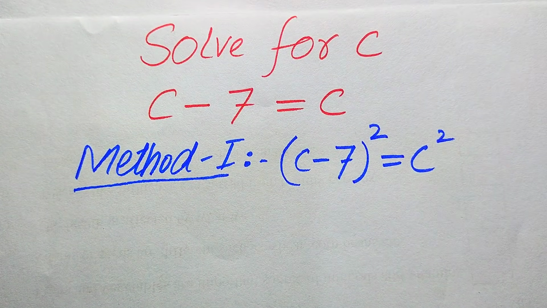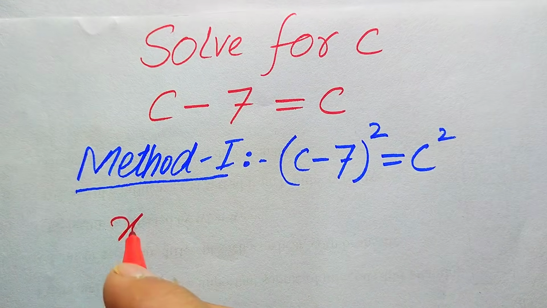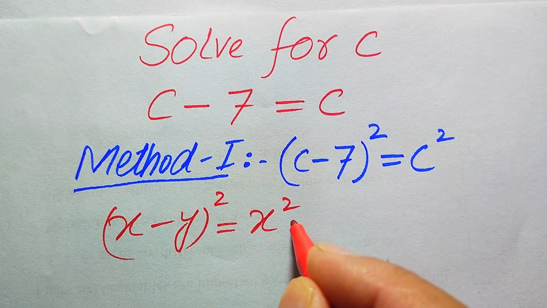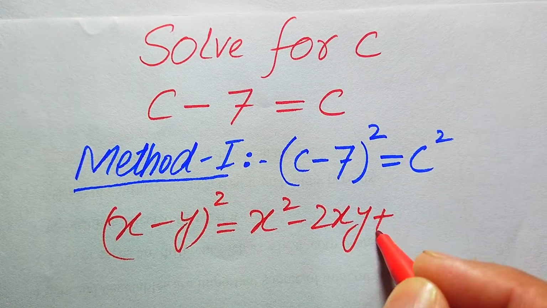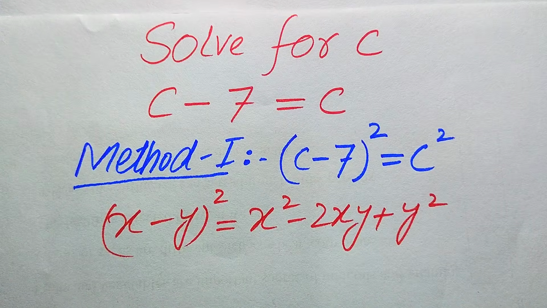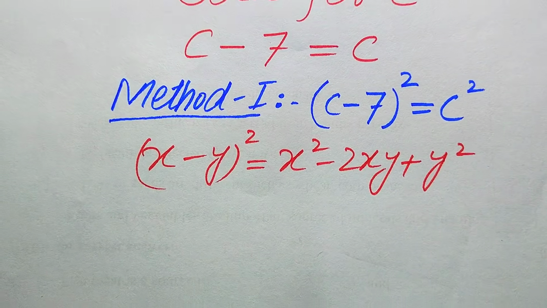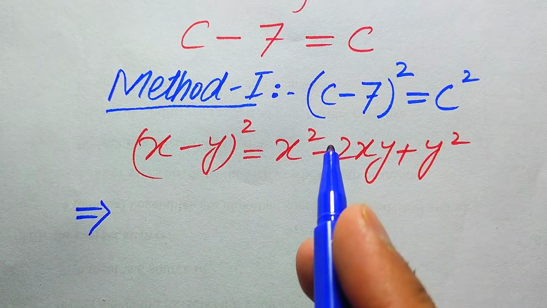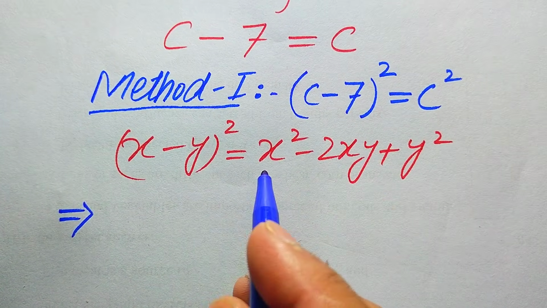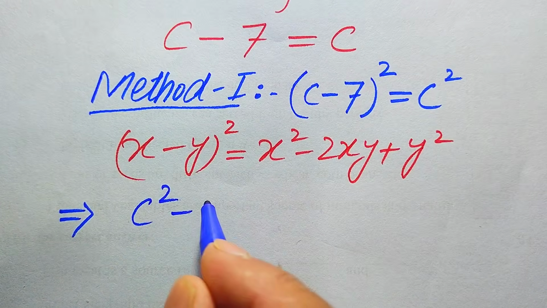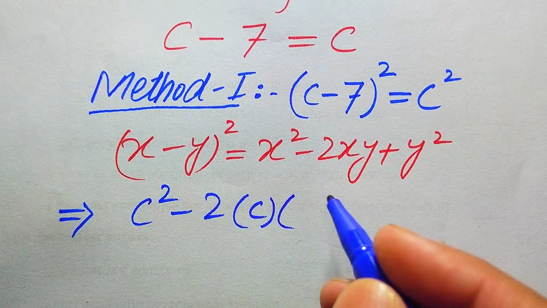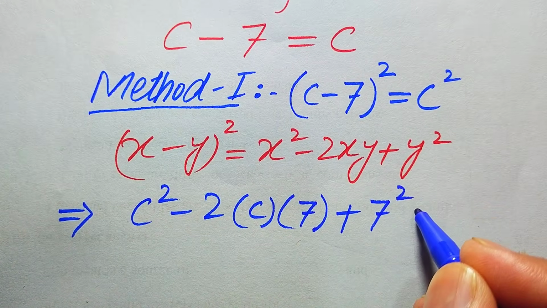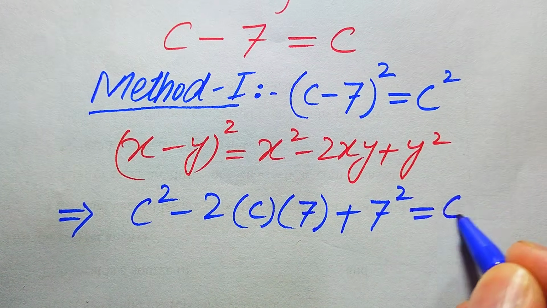And further we use a nice algebraic formula. You know that x minus y whole square equals x square minus 2 times xy plus y square. This is our algebraic formula, which we can apply here on the left hand side of the above equation. So our equation is written as c square minus 2 times c into 7 plus 7 square is equal to c square.